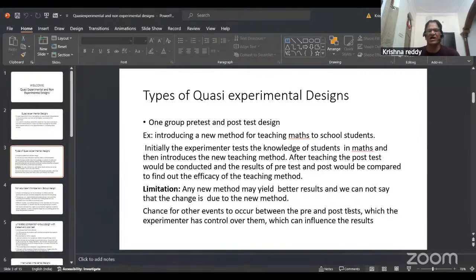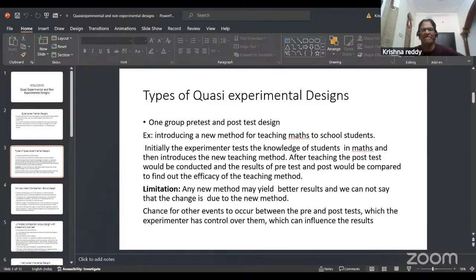For example, one group pre-test and post-test design. This is one of the types of quasi-experimental designs. The group is one. Then you are going to have the pre-test before conducting the experiment. I think you have seen this kind of experimental design earlier and we have discussed this one. And the same design is also included in quasi-experimental designs. But the one group pre-test and post-test design in quasi-experimental design is not a perfect one; there may be some kind of deficiencies.